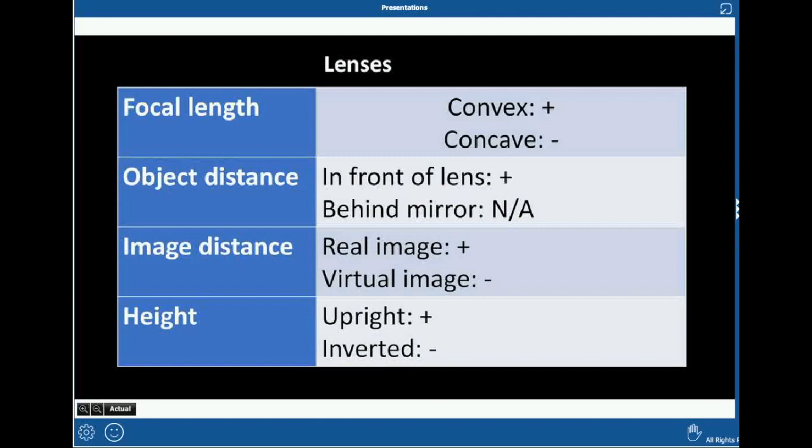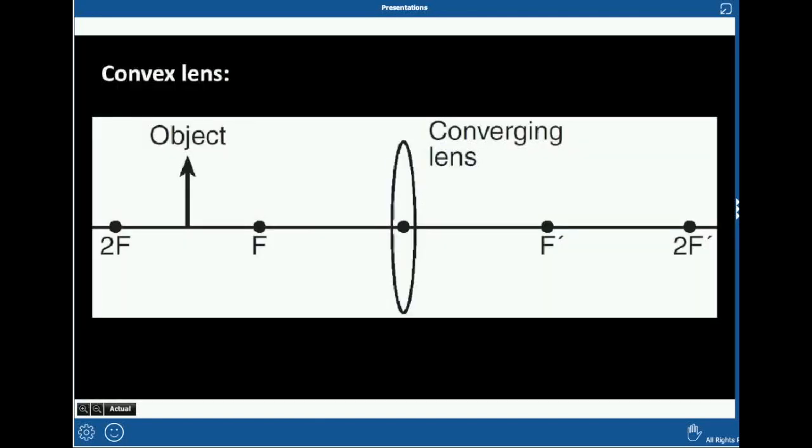But here's our plus and our minus, our signs for when we get to do the math. Okay, so now here we go. Here's a convex lens, and sometimes they call this a converging lens. That's why I chose this picture, because it has converging lens on here. So you might see a converging lens or you might see a convex lens. It just depends on how they like to write it.